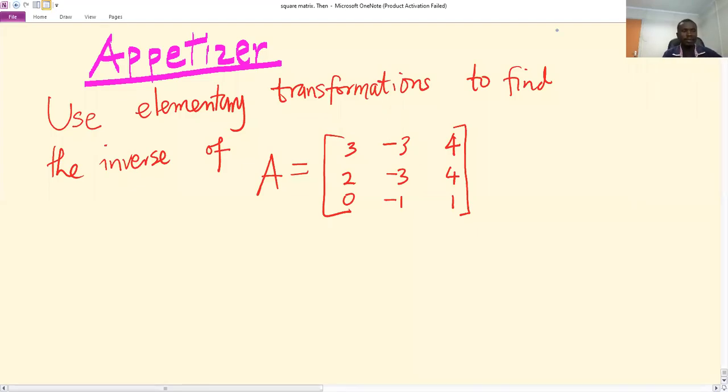Welcome to this session. In this session, you are going to solve a problem on determination of inverse of a square matrix by elementary transformations or elementary operations, or sometimes the method is called Gauss-Jordan method.